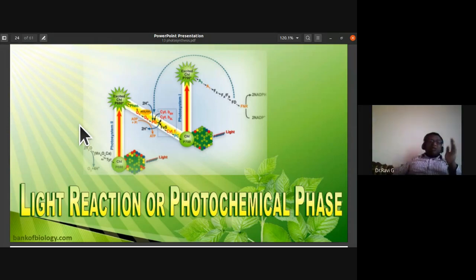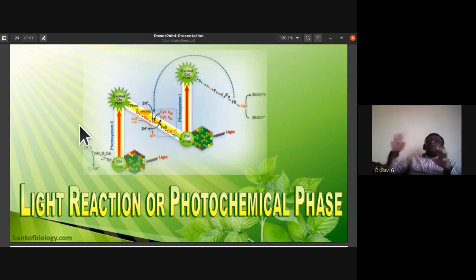In the light reaction, the important steps that take place are the synthesis of ATP and NADPH2. You also notice the photolysis of water happens, that is, water splits up and evolves oxygen. So the liberation of oxygen, the formation of ATP, and the formation of NADPH2 are the important steps taking place in the light reaction.